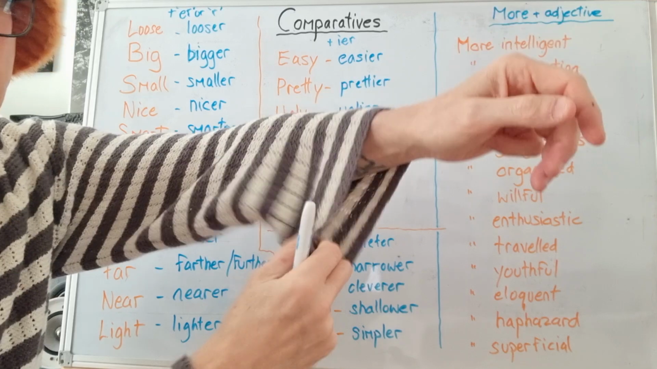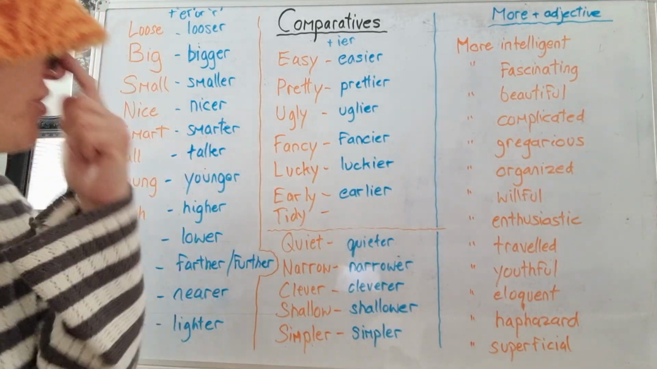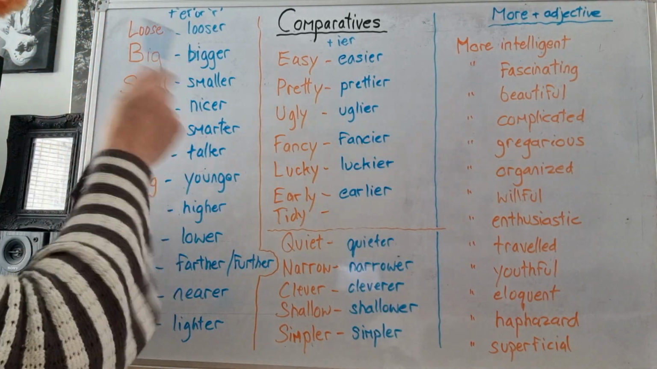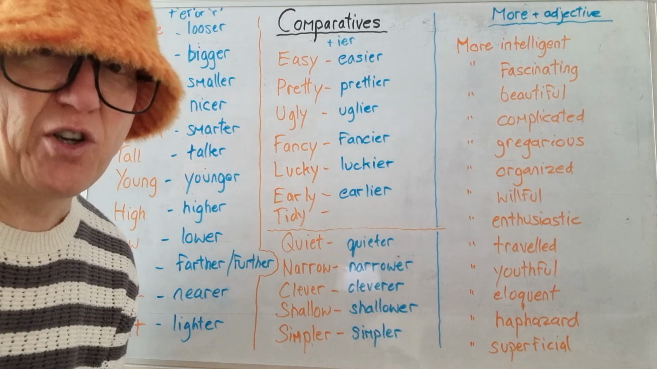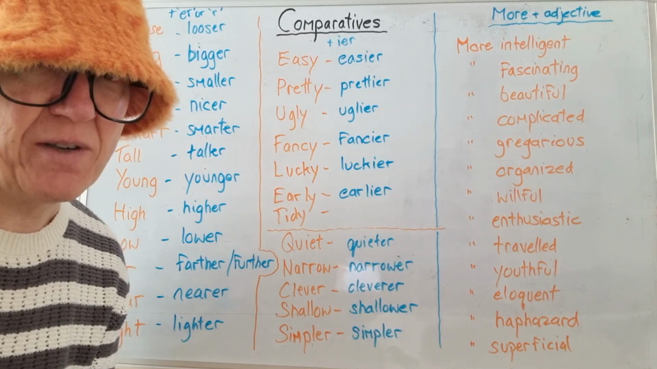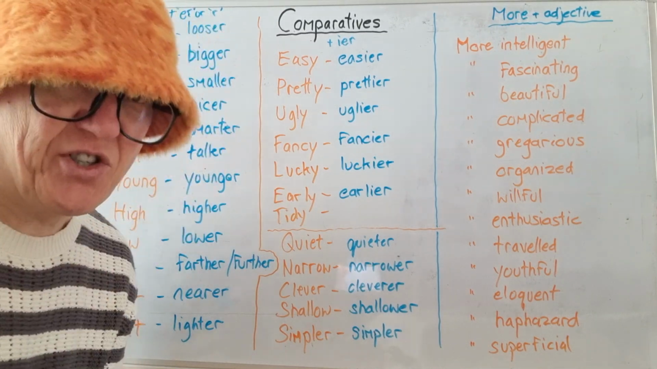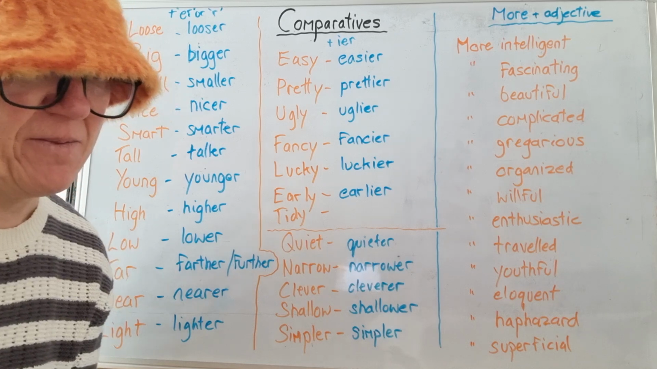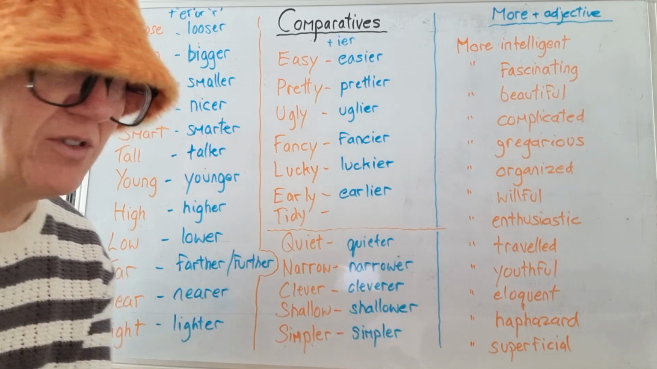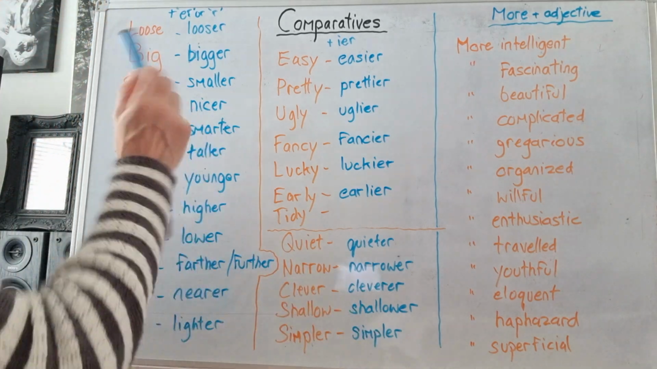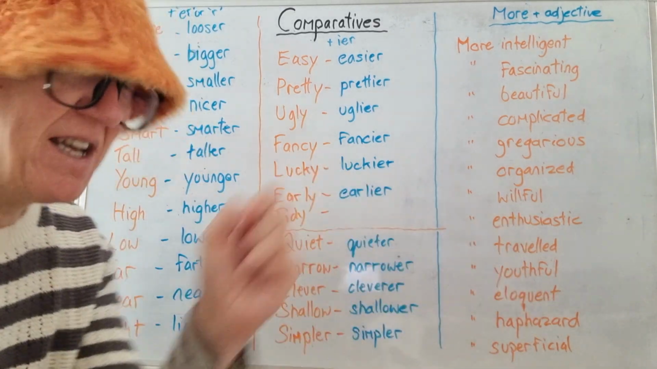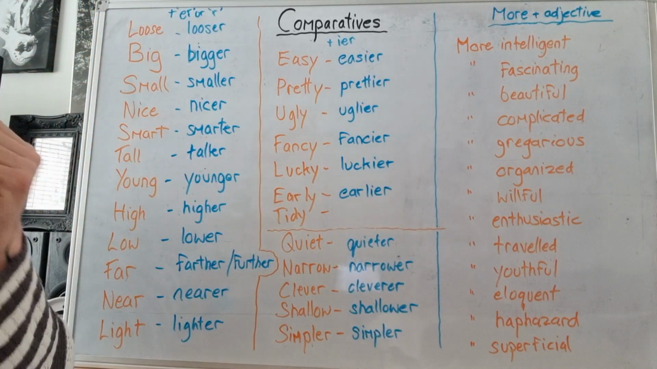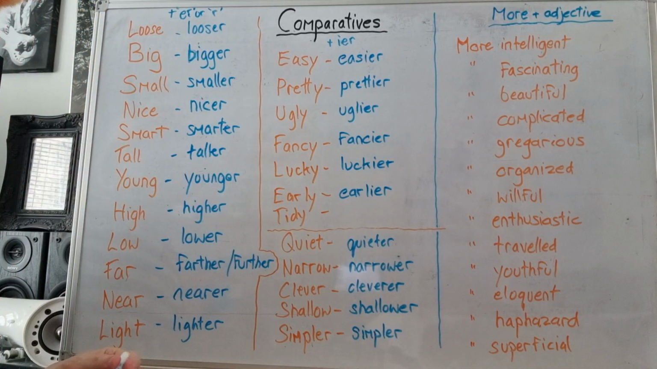Loose is like, not tight. I'm sure you know that already. Loose, looser. Not to be confused with lose and loser, which is a verb and a noun. Lose is a verb, loser is a noun. Loose with a soft S is an adjective, and looser is the comparative of loose.